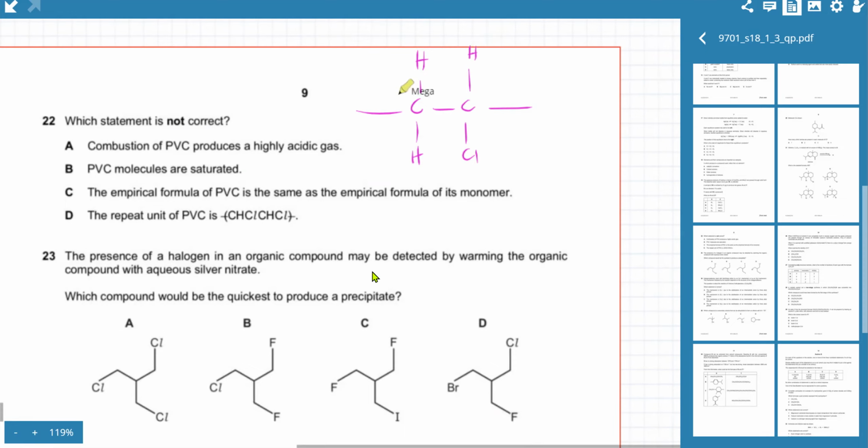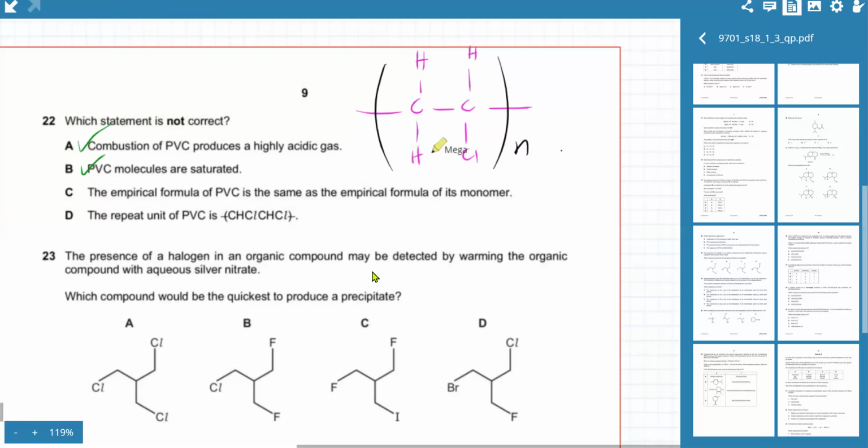And they link up. So that's a PVC molecule. Now, combustion of PVC produces a highly acidic gas. That is correct because it has Cl, and there's a chance of the production of HCl. So the first one is true. PVC molecules are saturated. That's also correct because all the bonds are single bonds.